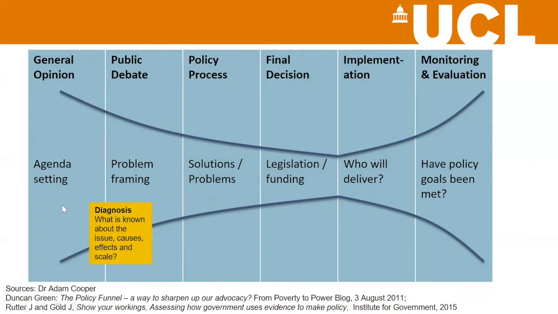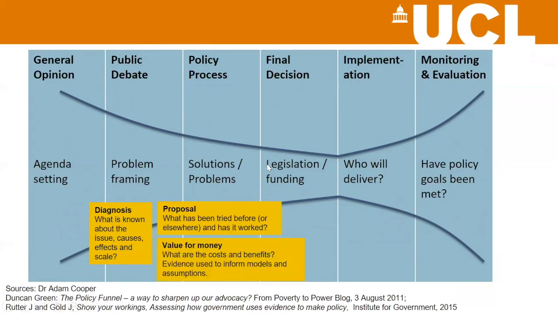the process starts by diagnosing a problem. So what's known about the issues, causes, effects, and scale. In this evidence gathering process, Parliament might engage with researchers and academics by putting out consultations and calls for evidence through select committee inquiries, which we'll discuss later. Then there's a proposal: what's been tried before or elsewhere and has it worked? Looking at the costs and benefits and using evidence to inform the models and assumptions.